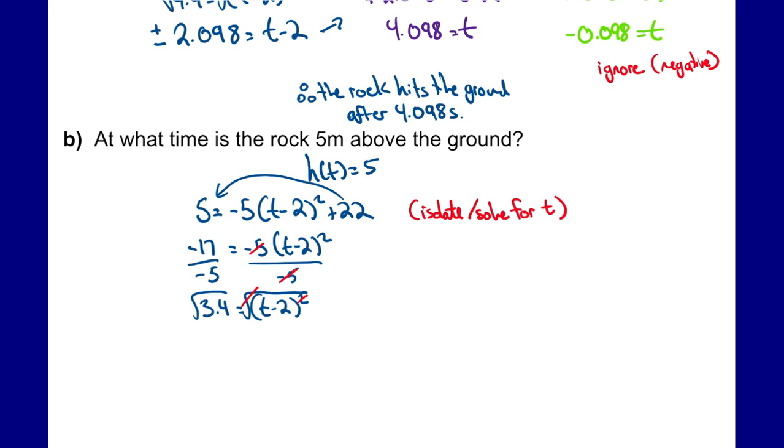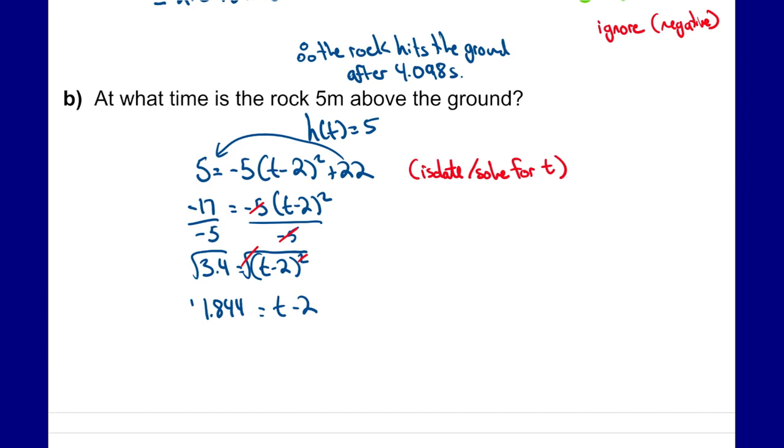The square root of 3.4 is 1.844, which will equal t minus 2. However, again, keeping in mind that when we square root a number, we actually get two solutions, so it's plus or minus 1.844. So I'm going to use those two different values.